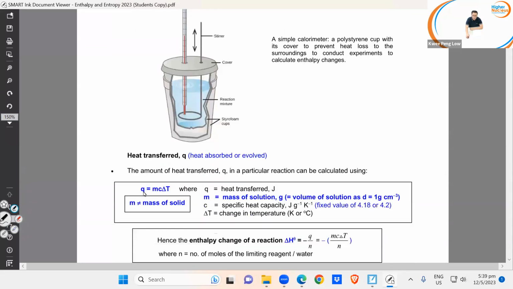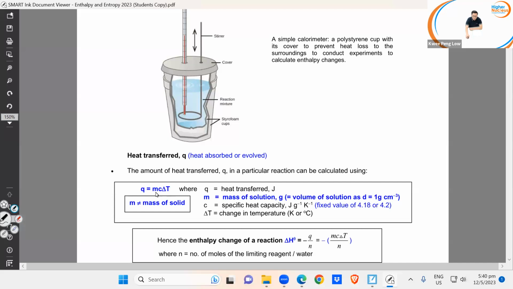Number one, Q equals MC delta T. Now, what is Q? Q is the heat absorbed or evolved. In MC delta T, the most important letter is your M. M is the mass of the solution in grams. It can also be the volume of the solution, because in energetics, we assume that all solutions have a density of 1 gram per cm cube. So if your density is 1, your mass of solution is equal to the volume of the solution.